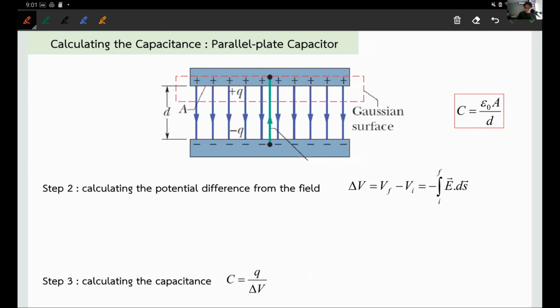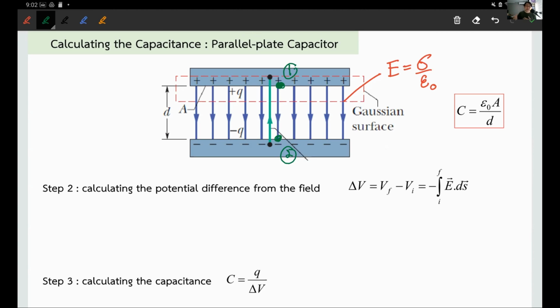Once I know that electric field, let me write it over here: the electric field is sigma over epsilon naught. Now that's an easy one, because we can calculate the potential difference across the two ends. Let me mark here point number 1 and point number 2. I want to know the potential difference between the two plates, so I just have to calculate the potential between number 1 and number 2.